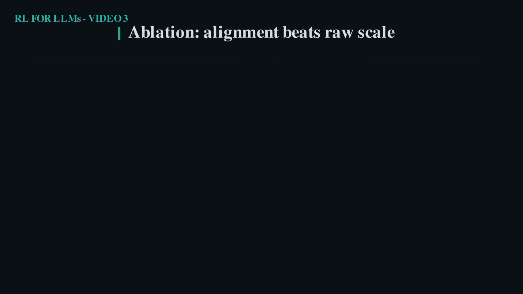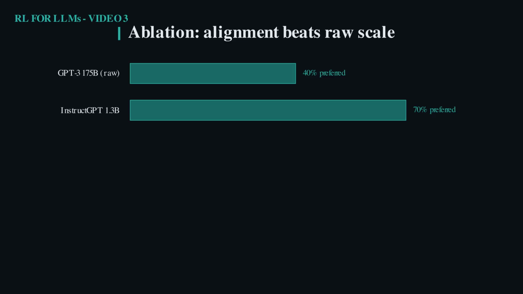Here's that headline result drawn out as a bar chart. The tiny 1.3 billion aligned model on the right is preferred far more often than the 175 billion raw model on the left. The whole pipeline exists to produce that gap.